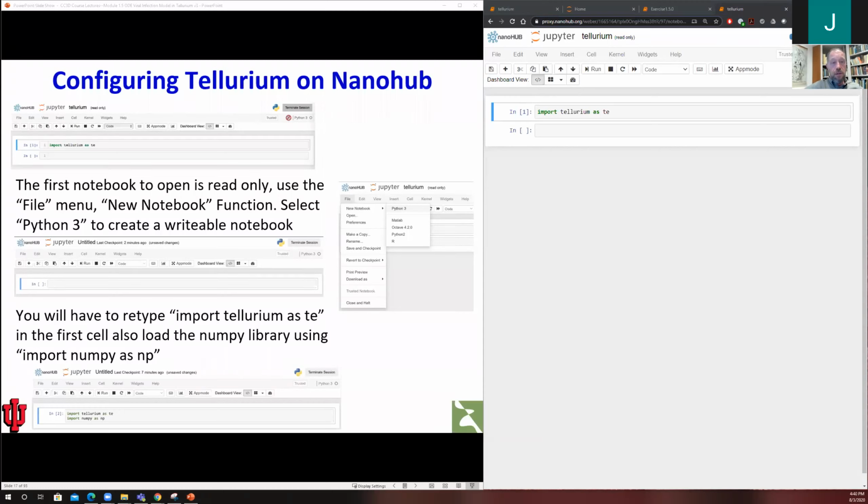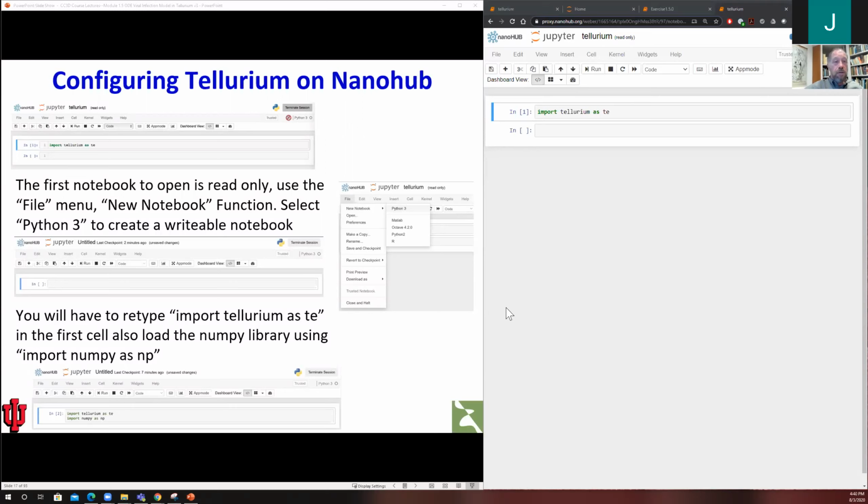So again, I want everybody to, and you certainly can run Tellurium on your desktop, but you need to have the library, just the way you need NumPy or any other Python library. And if you haven't downloaded that library, you won't have it.